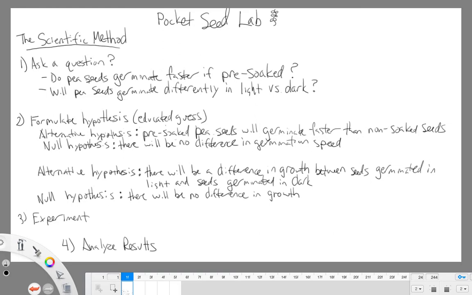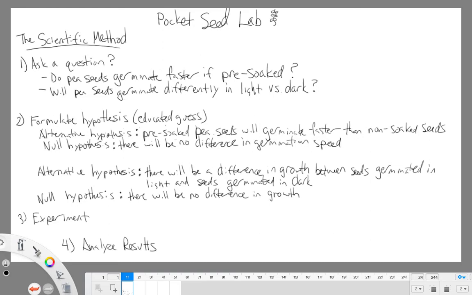So what you actually are doing is formulating two hypotheses, right? Your alternate hypothesis is if you think there is going to be an effect, right? So for our first question, do pea seeds germinate faster if pre-soaked? Based on our understanding of the steps of germination, our alternative hypothesis was that pre-soaked pea seeds will germinate faster than non-soaked seeds, right?